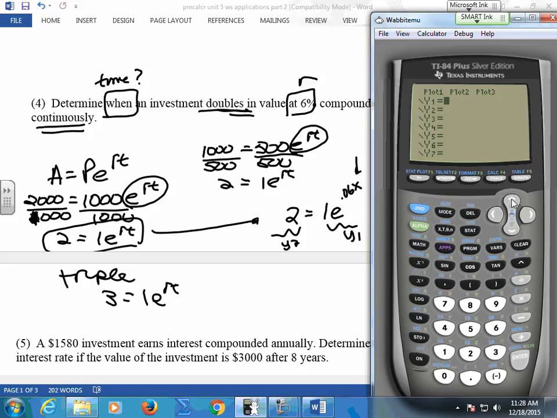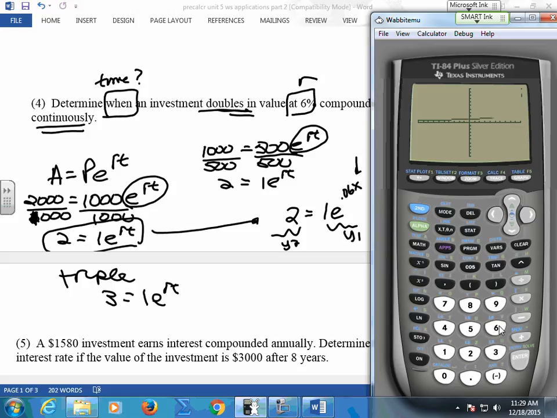And it's a very small window, so just go back to a zoom 6 and let's start again. So we're going to get e raised to the 0.06x. And your second one is just going to say 2. Now, do a zoom 6.